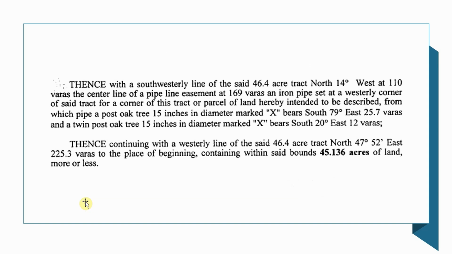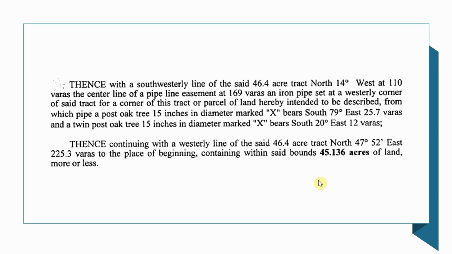Excuse me. So that got us all the way back to our place of beginning. This is how you know we've reached the end of the boundary. It tells us again, once we've reached that place of beginning, what our acreage should be. What's the area of this tract? So 45.136 acres of land, more or less.